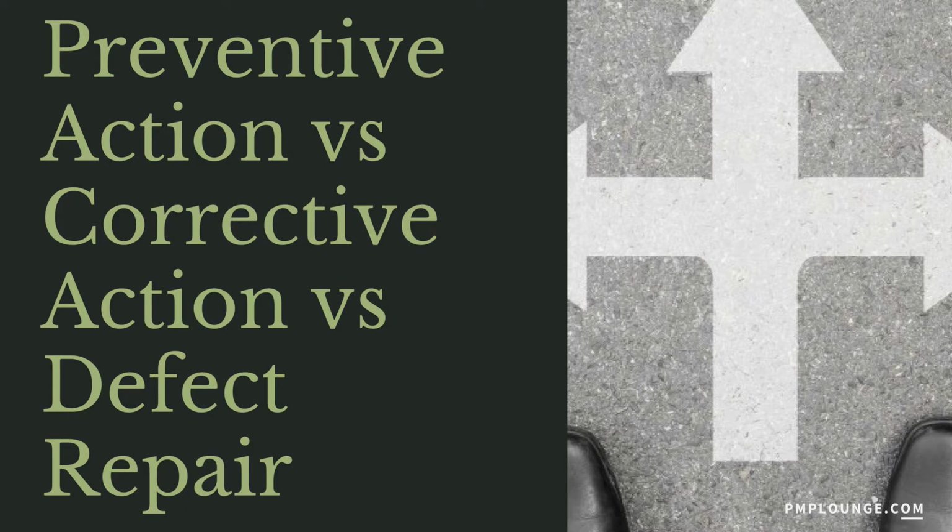Today we are taking a look into preventive action, corrective action, and defect repair. These three are the major culprits when it comes to changes. These three are the causes of changes on your project, right? So let's understand what these three concepts are and the difference between them, so that the next time you receive a change on your project, you can be sure of whether it is a result of a preventive action, corrective action, or a defect repair. And it's important to understand this concept. So let's get started.